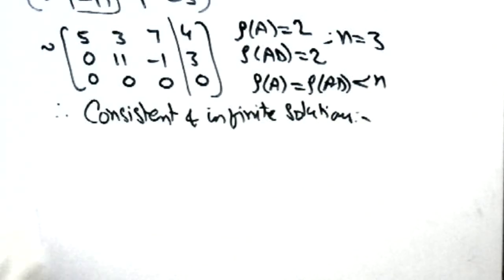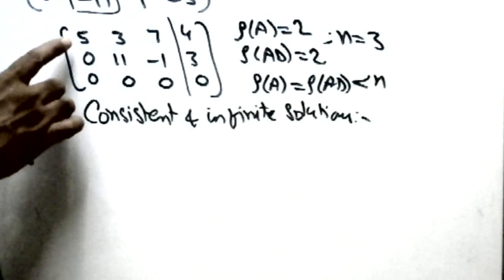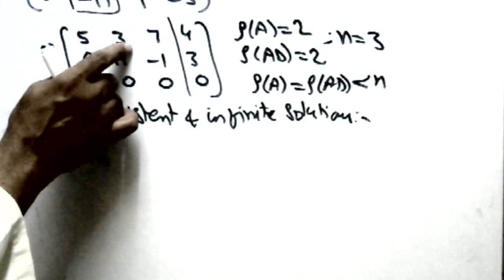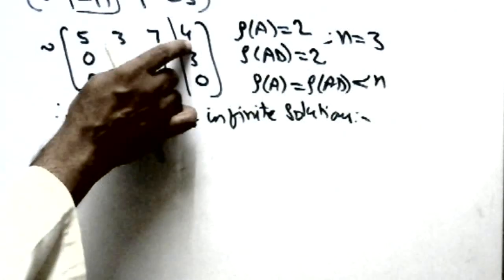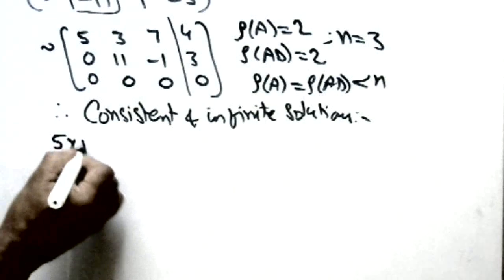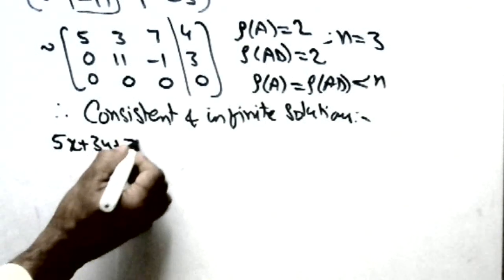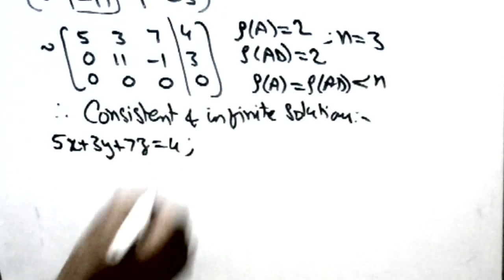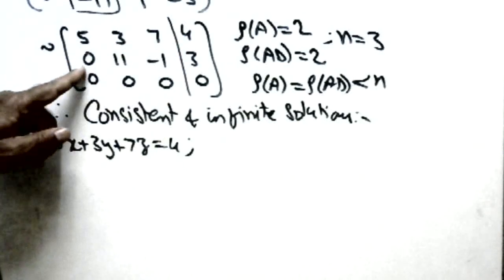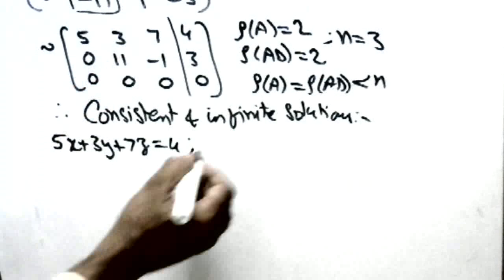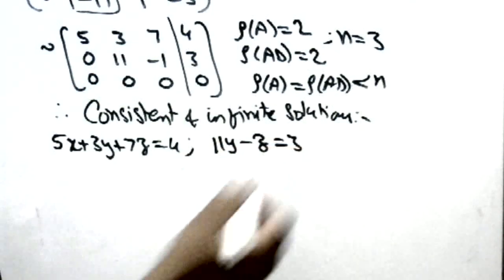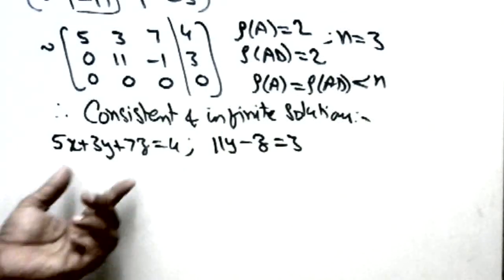Infinite solutions. Now, how to find the infinite solutions here? Let me again attach this with x, y, z. This is 5x plus 3y plus 7z equals 4. Now here x is 0, this is y, 11y minus z equals 3.